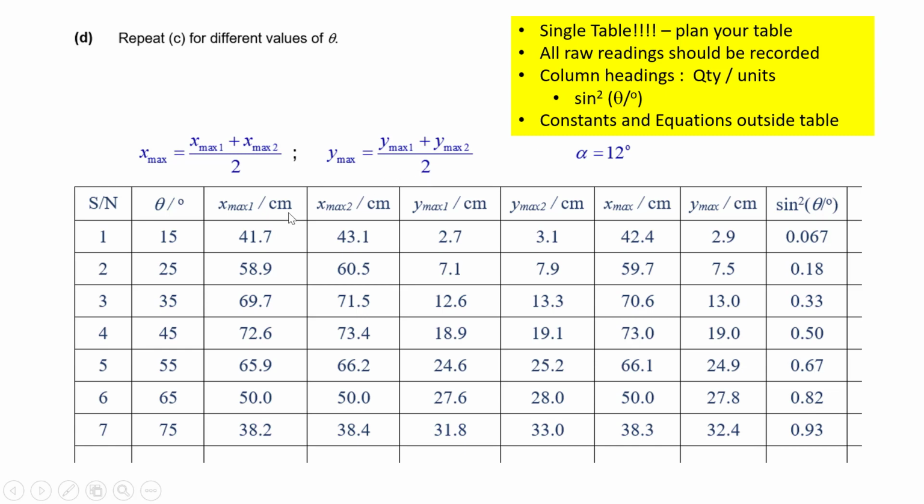I'm going to repeat my experiment. So I'm going to have an x max 1, x max 2. Then I'm going to have a y max 1, y max 2. The question asks me to determine x max, so I'm going to have x max, and the question, I'm going to plot y max, so I'm going to need y max for 1 column, and finally I will need a sine squared theta. So counting, I would have 1, 2, 3, 4, 5, 6, 7, 8, 9.